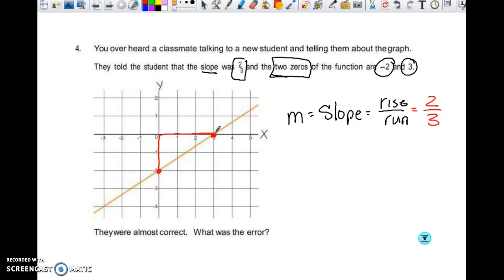Now they're saying that the two zeros, well, what is a zero? A zero is equal to an x-intercept. So they're saying there's 2 zeros. Do we see 2 x-intercepts? No, I see 1, at the number 3, which they did get correct. However, this -2 right here, where did they get a -2 from? Okay, I see -2 right there. That's not an x-intercept, so that is a what? What is this point right here? Okay, so go on ahead and describe what the error was to me.